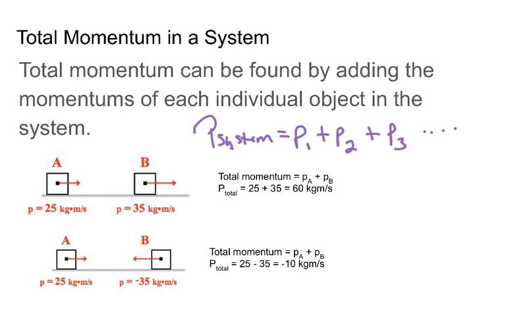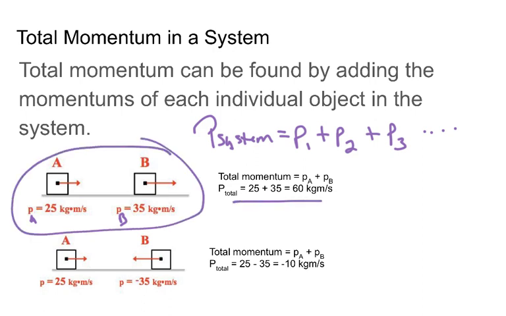So here you have the momentum of A and the momentum of B. Well, the whole system in total has those 2 momentums added together. So the total momentum of this system here, of these 2 blocks, would be 60 kilogram meters each second. If it's going in the opposite direction, you have to be careful with sign. So you would subtract it because one is a positive direction, one's a negative direction.